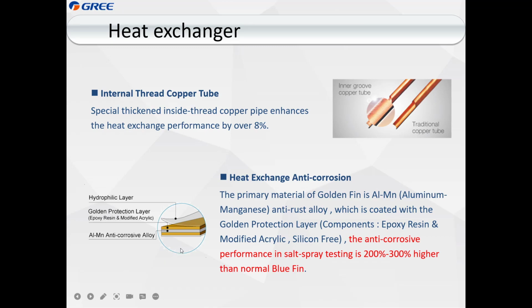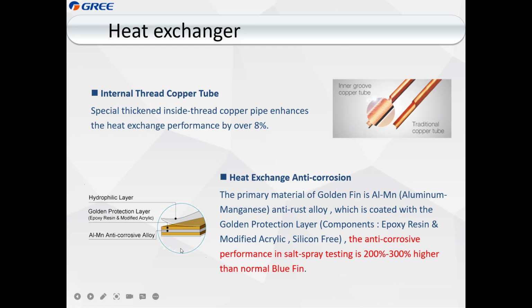We just have the material certificate, not for the whole unit. That means that we adopt this aluminum manganese material, ALM. This material certificate, we have this, but we don't have the certificate for the whole unit.